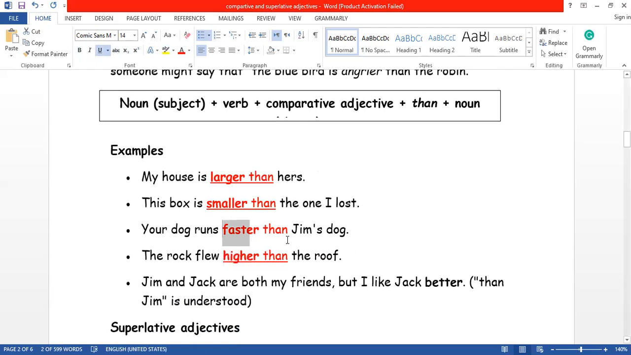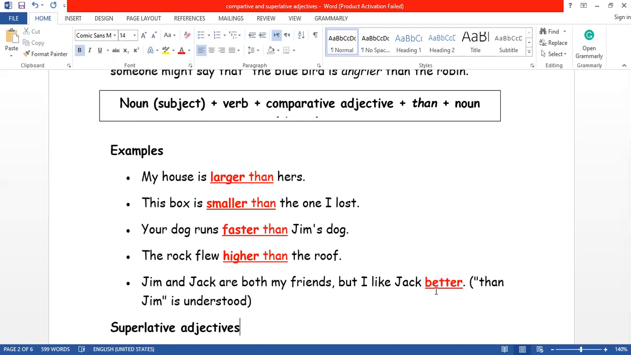Let's underline all of them. Jim and Jack are both my friends, but I like Jack better. I like Jack better, so better is the comparative adjective. It's an irregular adjective, and we're going to talk about that later.